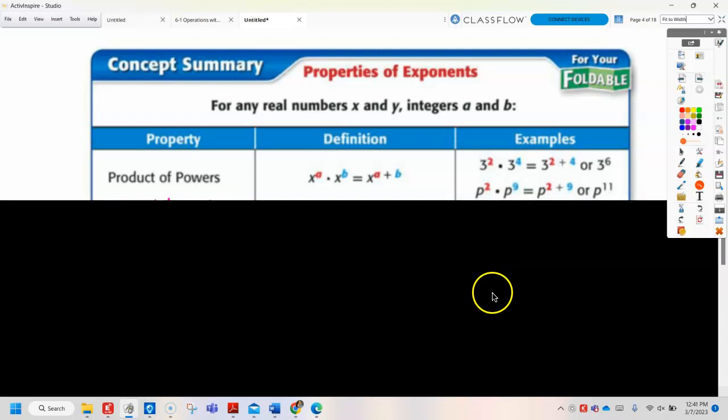You don't have to worry about putting an example unless you think you really need it. We're going to do examples in class today. So I'm really just looking for the definition for you to get. The examples are more visual for people that want to see them. So again, if you have two bases that are the same, so x squared times x cubed, then you add their exponents together.